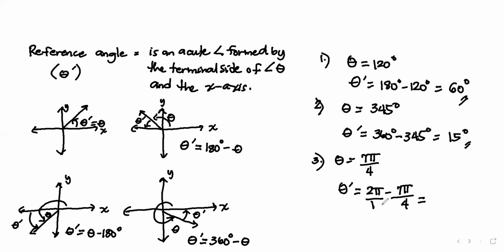So, get the LCD, which is 4, then multiply. Divide your LCD by the denominator. So 4 divided by 1 is 4, times 2 pi is 8 pi, minus 4 divided by 4 is 1, multiplied by 7 pi, so we'll have 7 pi. 8 pi minus 7 pi, we will have pi over 4. So this is the reference angle of 7 pi over 4. Converted into degrees, that is 45 degrees.